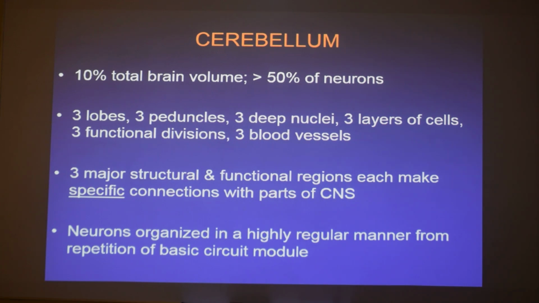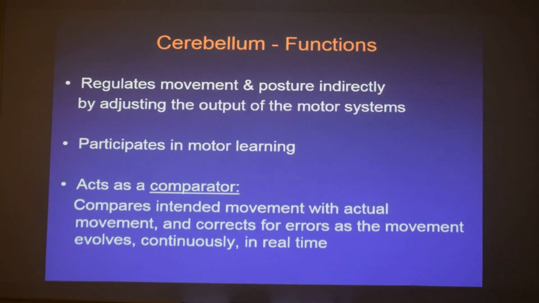Then there are 3 functional divisions, and there are 3 blood vessels which actually supply the cerebellum. There is a superior cerebellar artery, posterior inferior cerebellar artery, and anterior inferior cerebellar artery, which supply the cerebellum. We are going to talk about the structural and functional regions of the cerebellum and their specific connections. We are also going to talk about the neurological loops and circuitry which is present in the cerebellum.